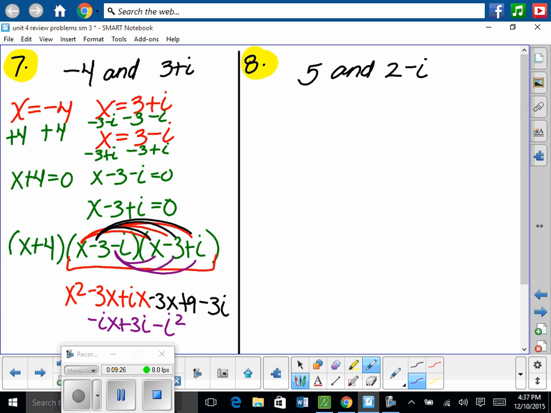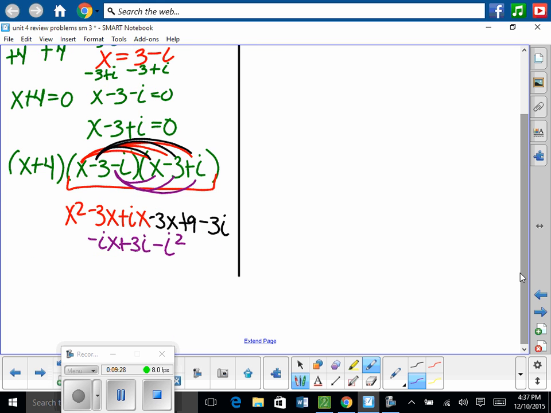Then from there, we're going to combine all like terms. Before I do anything else, combine all like terms. x squared, no other x squareds. I cross it out as I go. -3x minus 3x is -6x. +ix minus ix is gone.